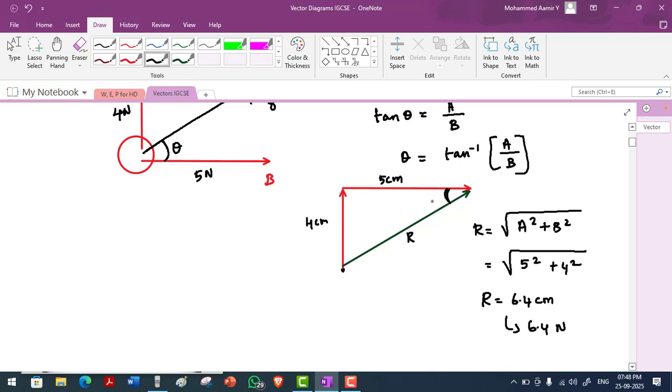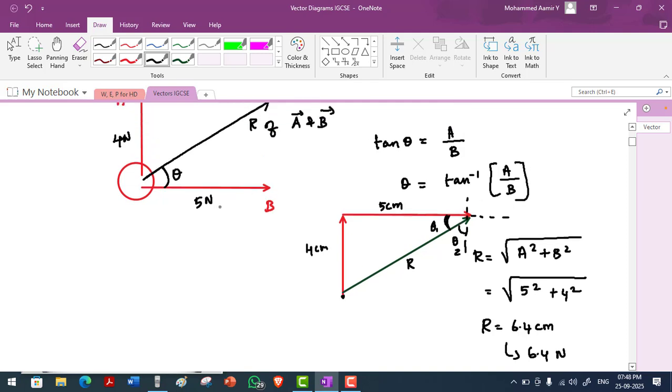If you are measuring this theta, then that will be to the horizontal line. If you are measuring this theta, then you have to mention that it is to the vertical line. Let's say this is theta 1 and theta 2. Theta 1 will be to the horizontal line, and theta 2 will be to the vertical line.